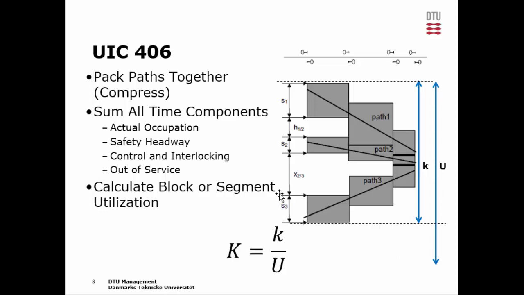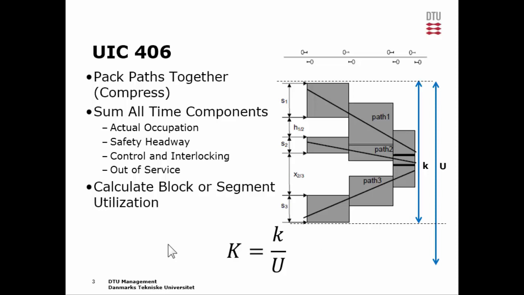On the other hand, if we come to this slide, and we can't press these trains together at all, and K and U are essentially the same numbers, then we would say that we already had a railway network that was at 100% utilization.